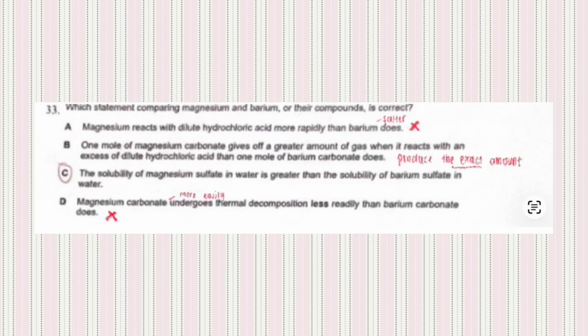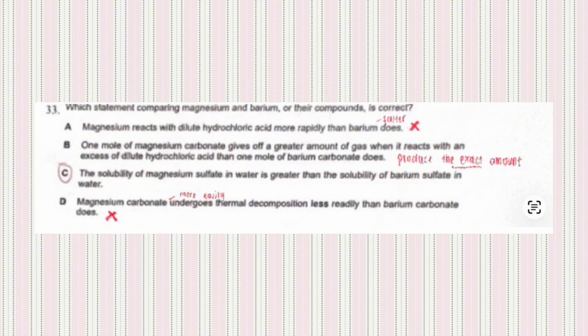Sodium is more reactive than magnesium. It reacts with acid much faster. So it's wrong. Option B states that 1 mole of magnesium carbonate gives off a greater amount of gas when it reacts with an excess of dilute hydrochloric acid than 1 mole of barium carbonate does. This is wrong, because both carbonates produce the exact same amount of carbon dioxide gas: 1 mole of gas for 1 mole of carbonate.